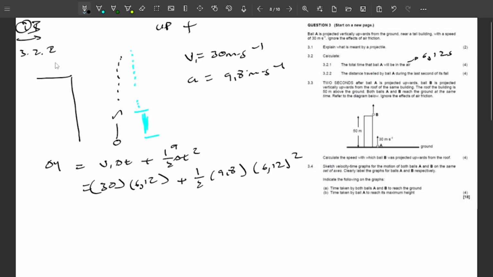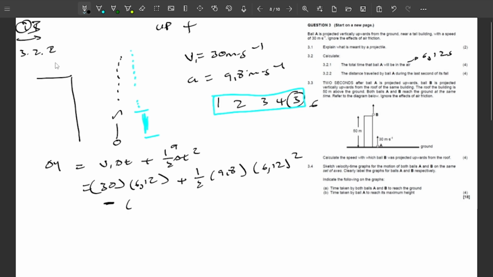Now, in order to find the distance the ball traveled during the last second of its fall, this is the total distance it traveled. Now I'm going to subtract that total distance by the last second. When they said the last second, remember that it is 1, 2, 3, 4, 5, 6 seconds, right? Now they said the last second, so this means they want the 5. This is the second that they mean.